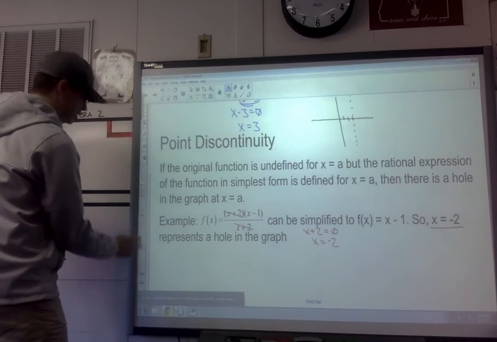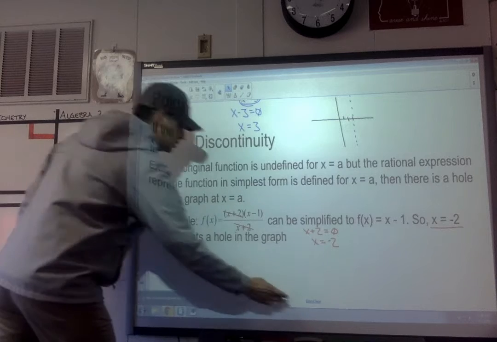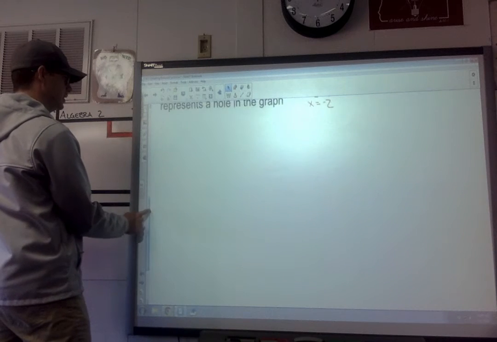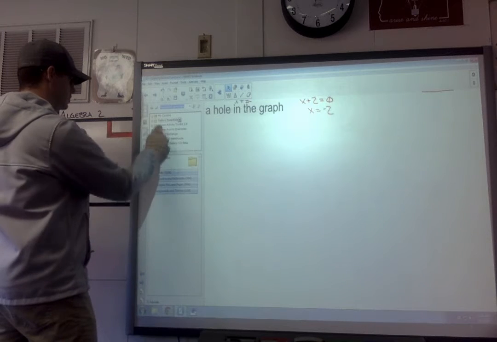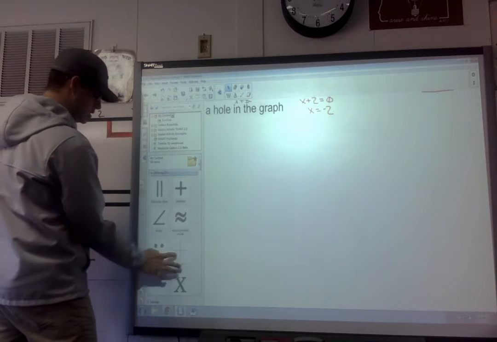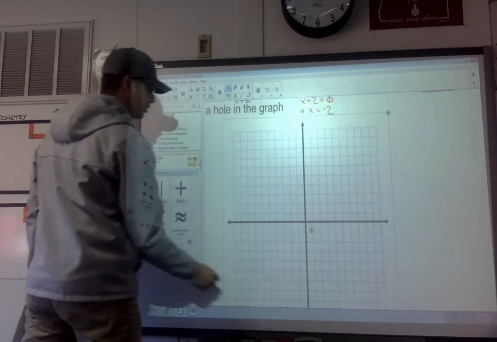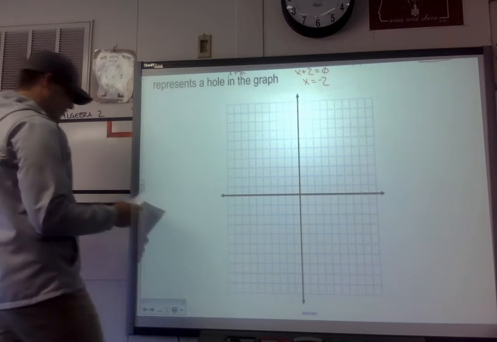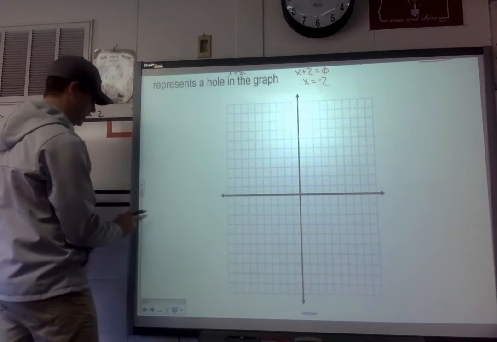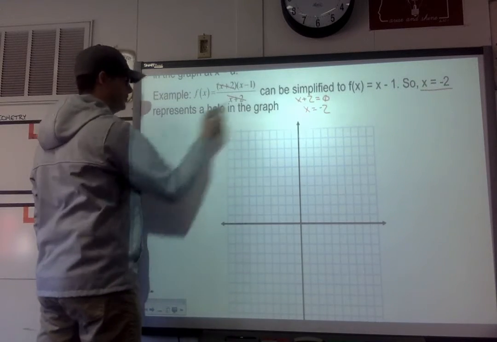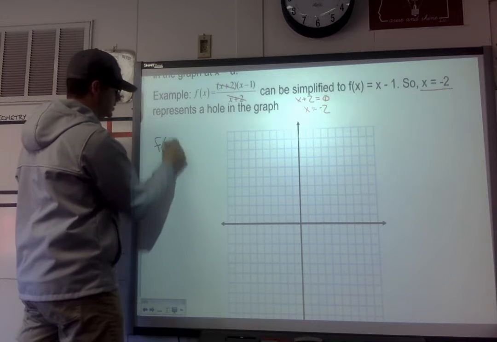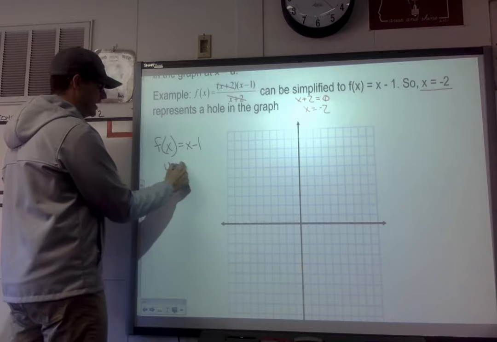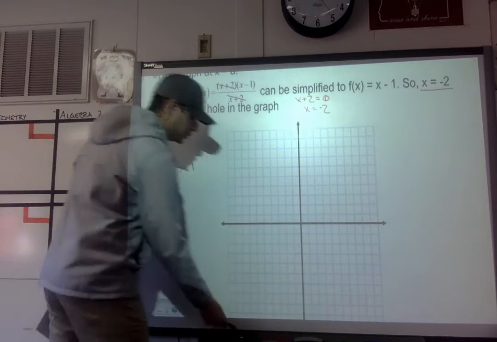Sorry about this, thought I had it on there already. So if I get my coordinate plane on there, I'm going to graph my function that was simplified to f of x equals x minus 1. We can think of that as y equals x minus 1.